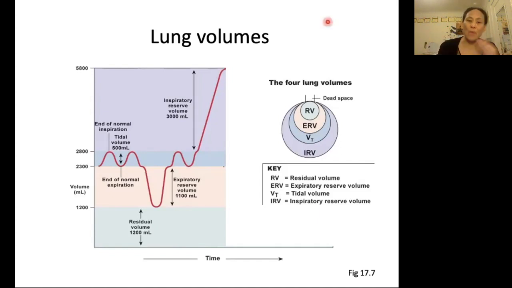The right side of this slide shows this concept in a different way. It's another way of thinking about the lung volumes. Your residual volume is the smallest. On top of that, you can add your expiratory reserve volume. On top of that, you can add your tidal volume. And then on top of that, you can add your inspiratory reserve volume.